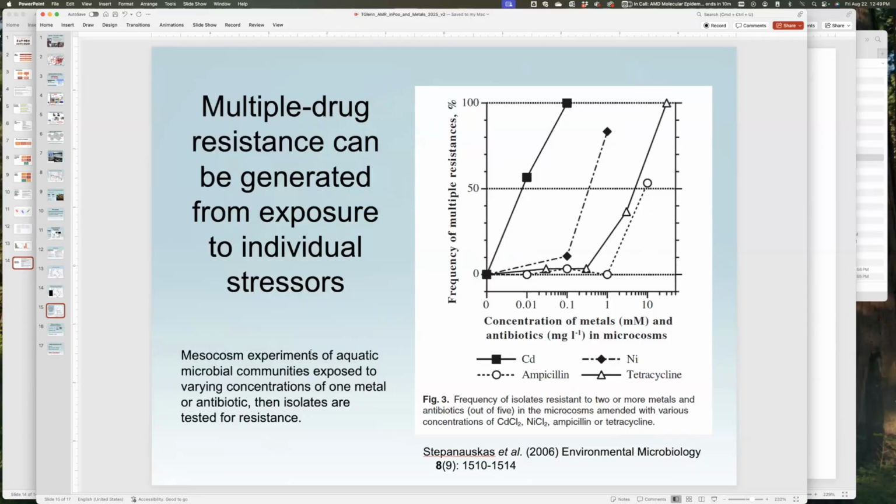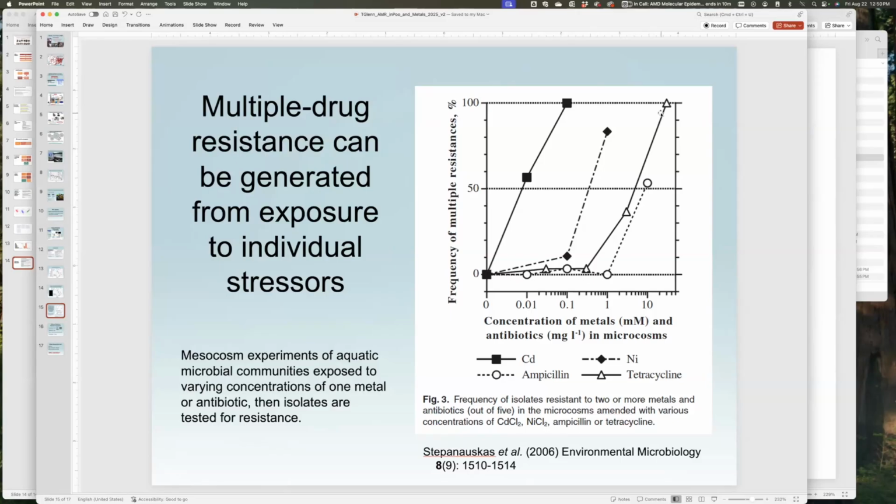It is also the case that you can, in mesocosms, so in a very controlled laboratory setting, take water from a variety of sources and increase the metal concentration for a single metal or a single antibiotic. And if you hit the sweet spot in concentration, you can generate whole communities of microbes, from which you can take isolates, plate them, and characterize individual isolates that have multiple drug resistance, even though they were only exposed to one selective agent.